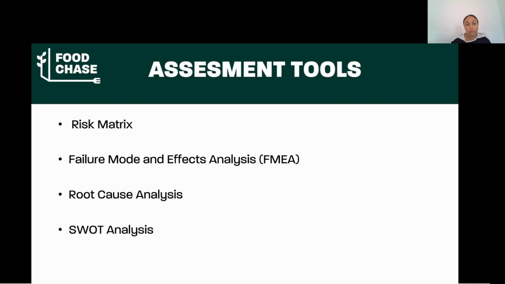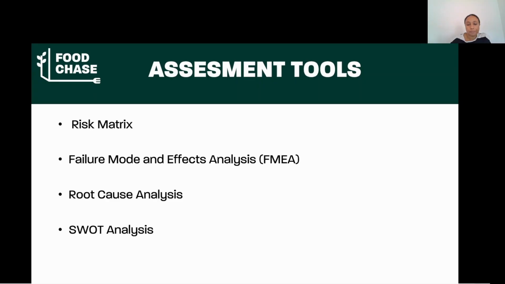So let's look at 4 key risk assessment tools. These are most of the tools that we use when a risk arises. The first one is a risk matrix. The second one is a failure mode and effects analysis, which is the FMEA. The root cause analysis, or commonly called the RCA, and the SWOT analysis.